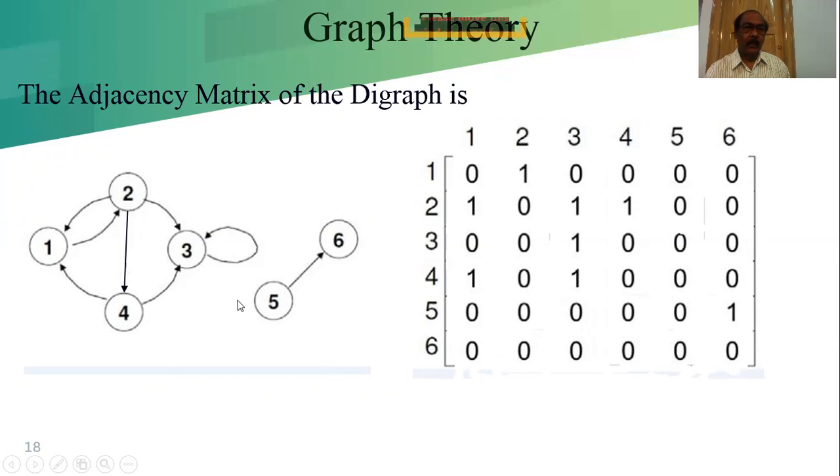Now consider from 5 to 6, only one edge. No edge is directed out from 6 to the other vertices. That's why all the row elements corresponding to the vertex 6 are 0. Now 1 to 2 and 2 to 1: the entry for 1 to 2 is 1, and 2 to 1 is 1. They are in different directions.